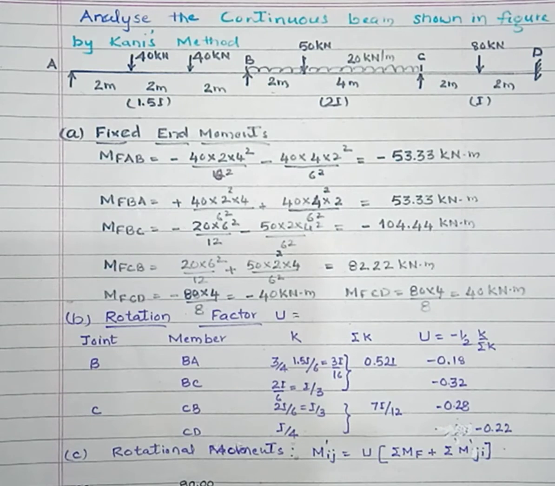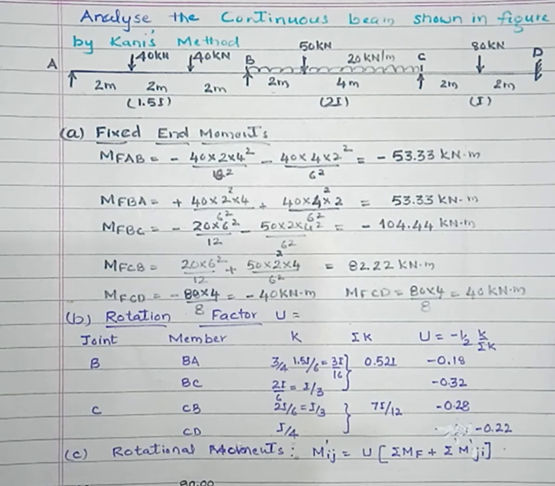Then the third step: after calculation of the rotation factors, we have to calculate the rotational moments. Rotational moment is given by the equation M dash ij equals rotation factor times the bracket of the sum of the fixed end moments at that joint plus the summation of the far end rotational moments, that is summation Mji.